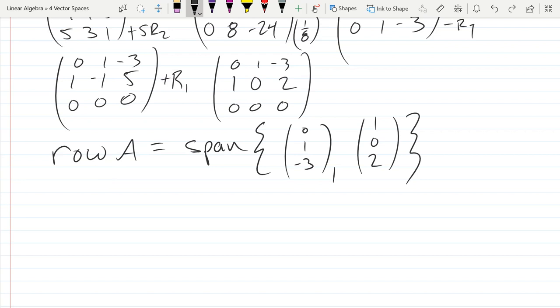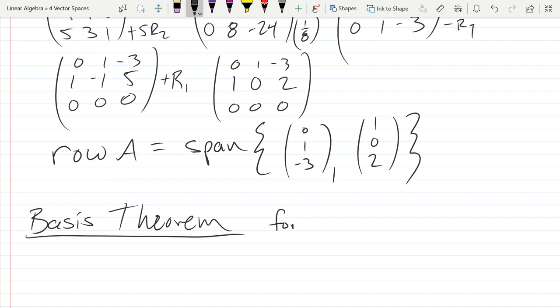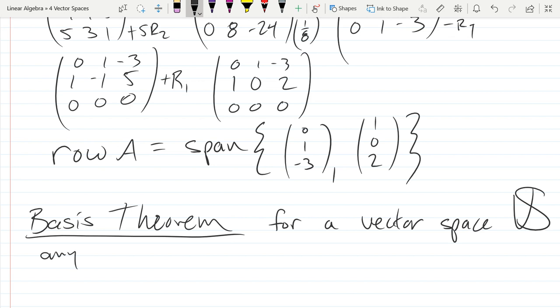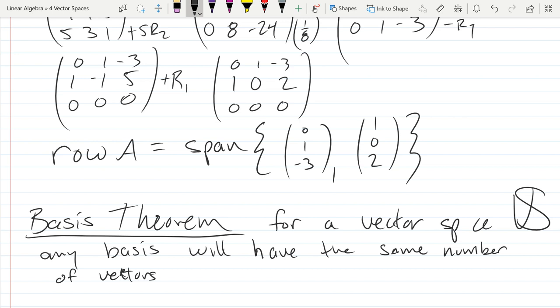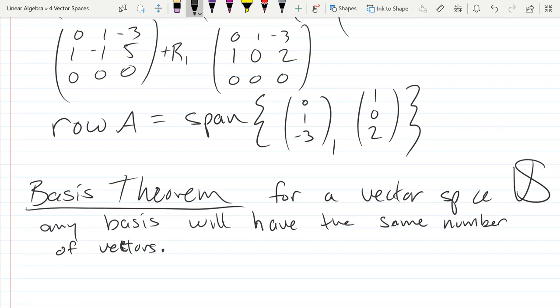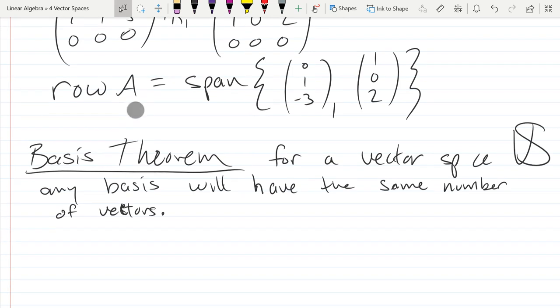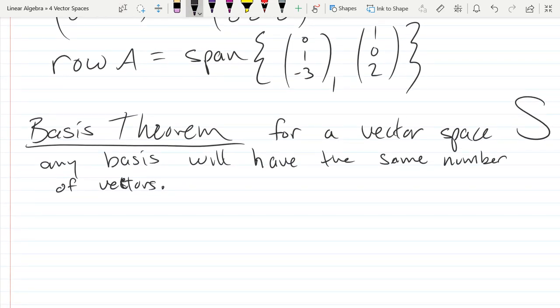So ready for our basis theorem? For a vector space, let's not use V, we'll use S for a vector space. Any basis will have the same number of vectors. This number is called the dimension. Dimension of S is the number of basis vectors.